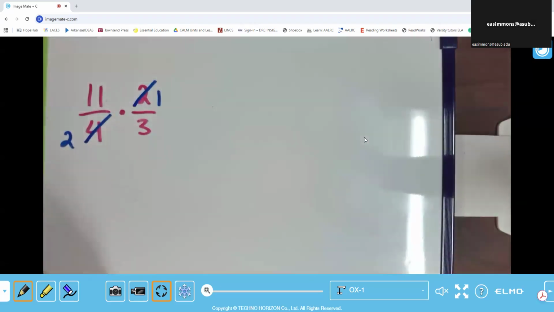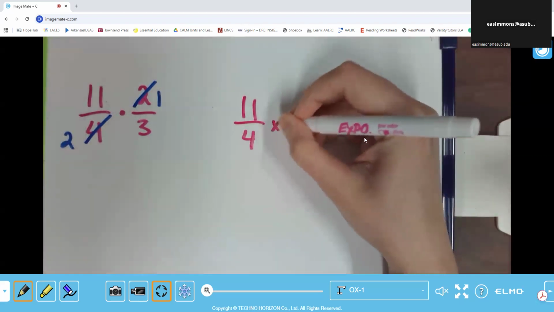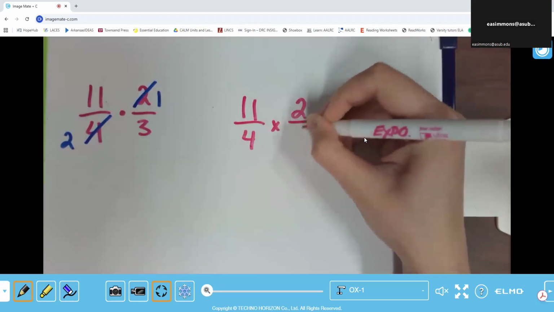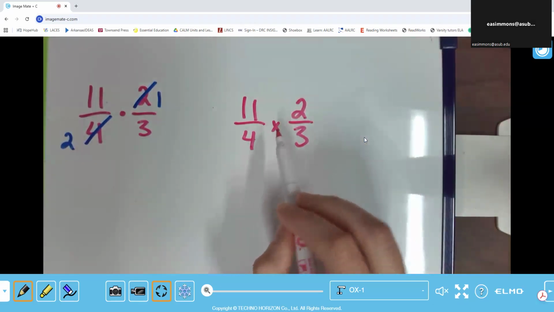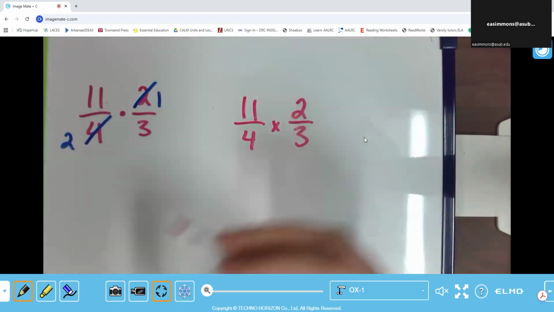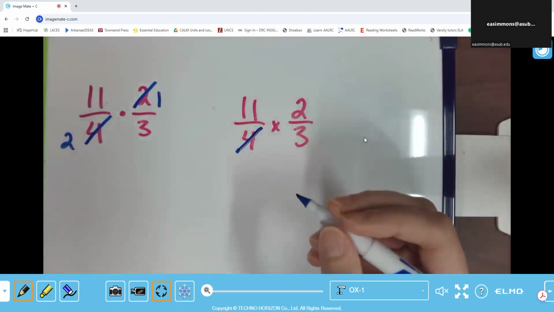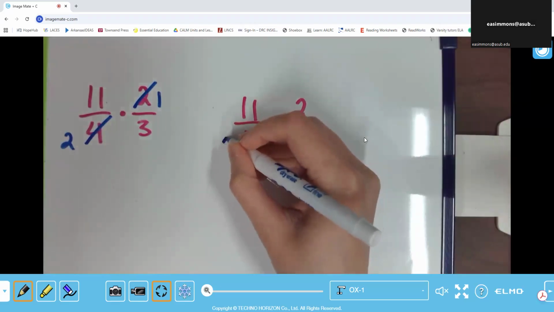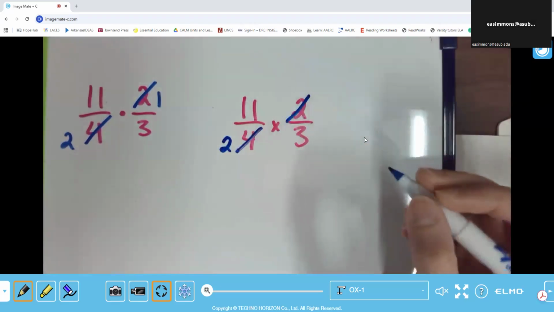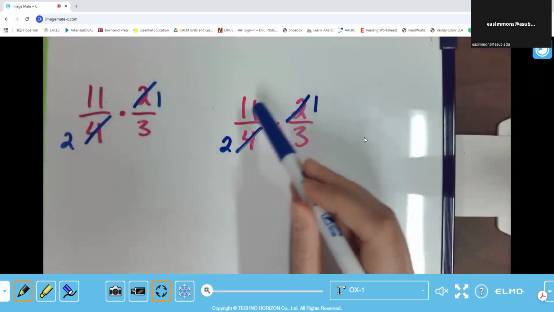So what they're doing on your original problem is they've got 11/4 times 2/3, and they're seeing that 2 could come out of 4 and 2 could come out of 2. And they're taking the 2 out of 4 and leaving it as 2, because 4 divided by 2 is 2. And they're taking the 2 out of 2 and leaving it as 1, because 2 divided by 2 is 1. Personally, I wouldn't do it.